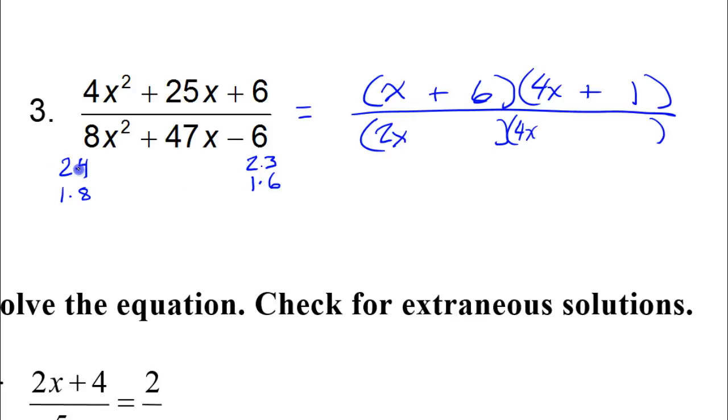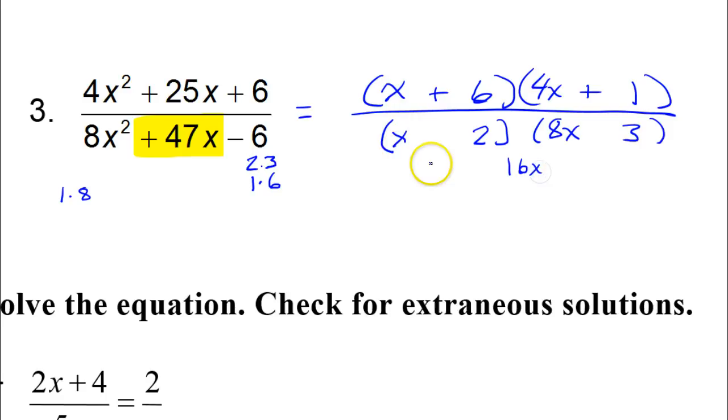So that means the 2 times 4 option is not working. So that means it must be the 1 times 8 option. So x times 8x. It must be that. Now, let me try 2 times 3 again. I know not to put the 2 here. That would make a common factor. So 2 times 3. Inner plus outer equals middle. So the middle that I want this time is 47. Inner, I have 16x. Outer, I have 3. That is not going to make 47.